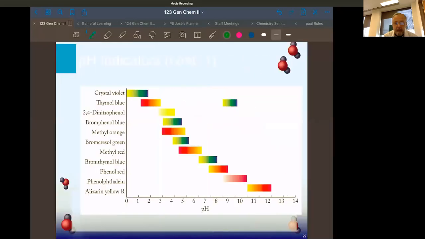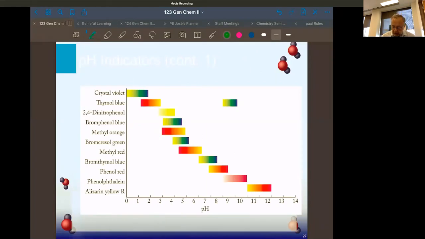So this is a picture of the different indicators with different changes in color. The changes in color depend on the nature of the actual compound. They are usually organic compounds, and there are characteristics to the color of those compounds when they gain protons or lose protons.